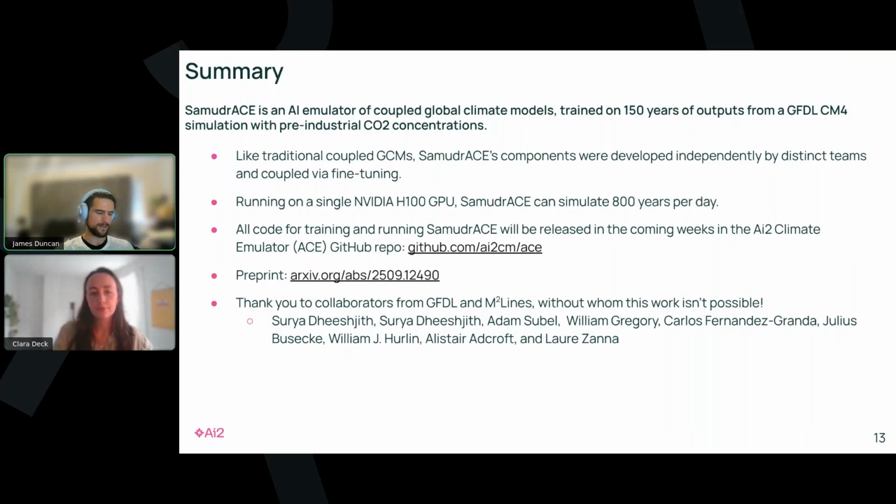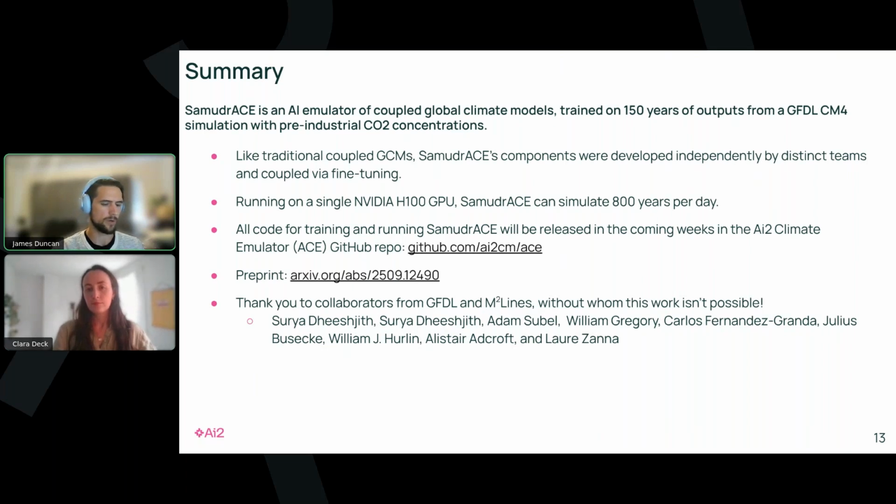Yeah, thanks, Vishnu. Samudra was the name that Surya had come up with, and it actually means ocean in Sanskrit. Well, that's a great question, and I think that is definitely something we're still testing and looking into, in terms of whether the ocean is actually able to uptake the heat that it's seeing from the atmosphere?